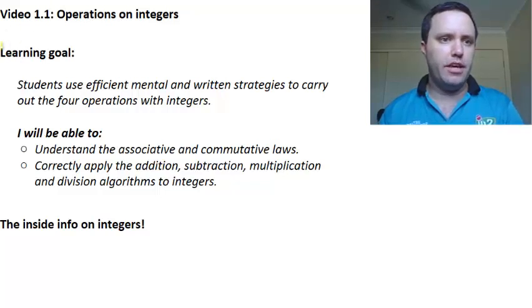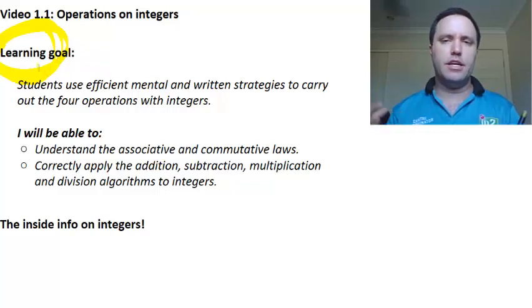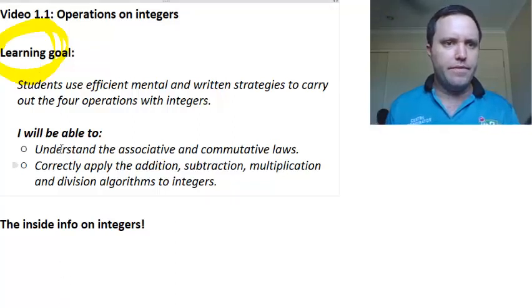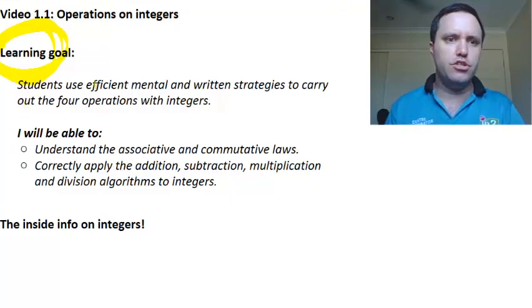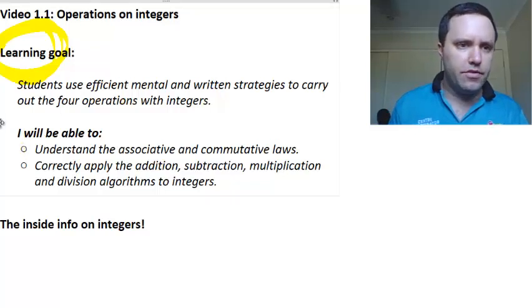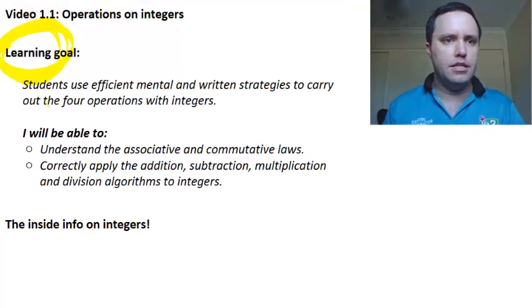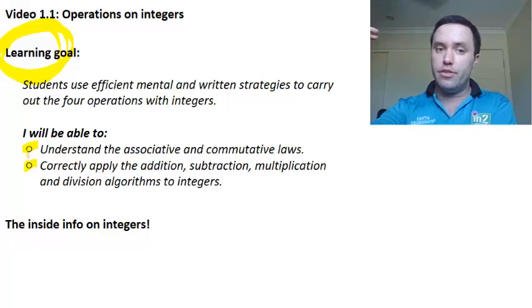Now, you'll have seen us talking in class about this idea of a learning goal. That's something you need to really think about, get in your mind, and start to think about what it means. The learning goal for this part of the unit is that students use efficient mental and written strategies to carry out four operations with integers. By the end of this video you will want to be able to understand the associative and commutative laws and correctly apply the addition, subtraction, multiplication and division algorithms to integers.